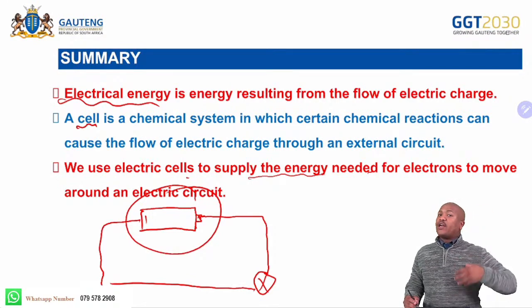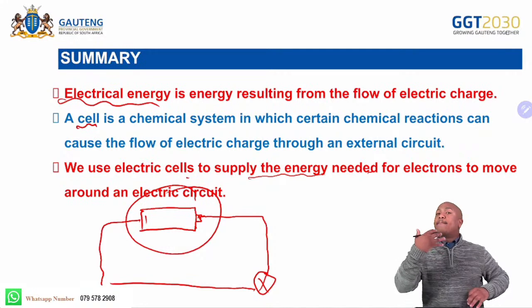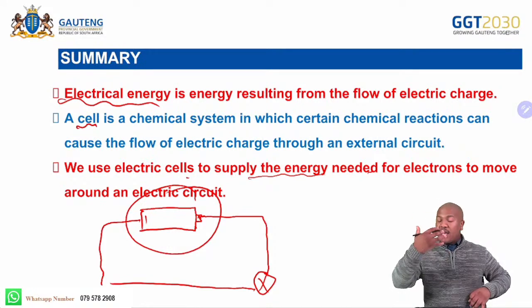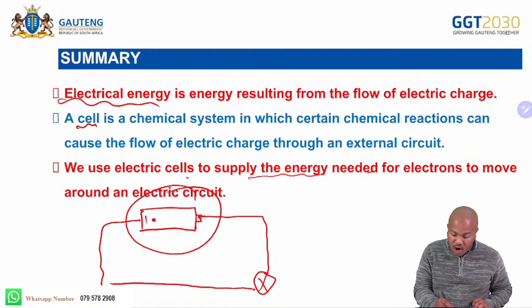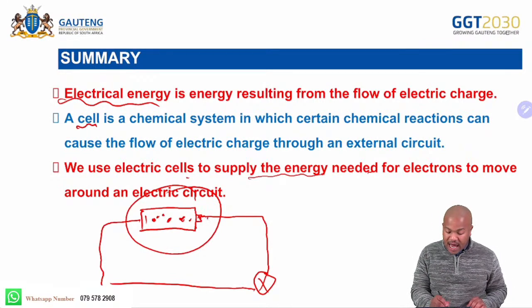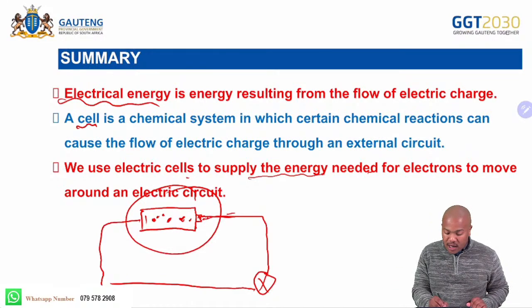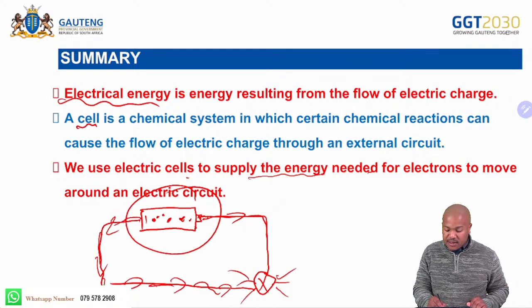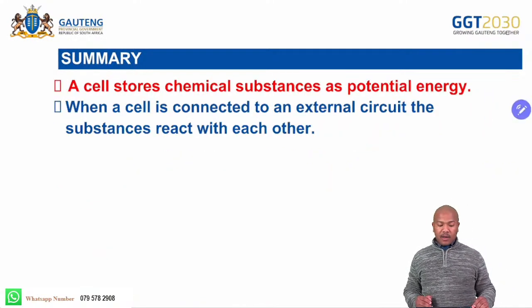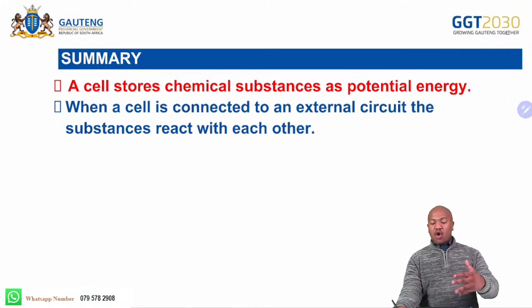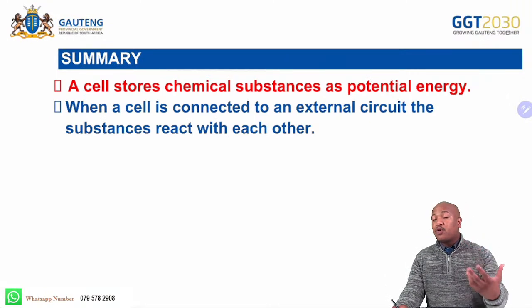They convert their potential energy to moving energy, which is kinetic energy. From there on, with their potential energy stored inside here, when they react with other components such as wires and other resistors, there is some reaction and the flow of electricity. Now they produce electricity and this light bulb becomes lit. We also said that a cell stores chemical substances as potential energy.